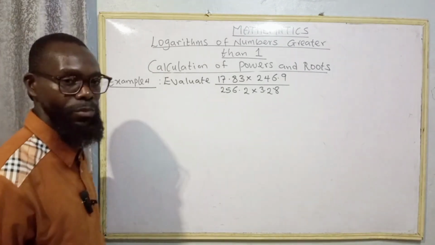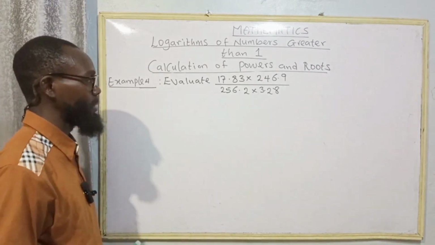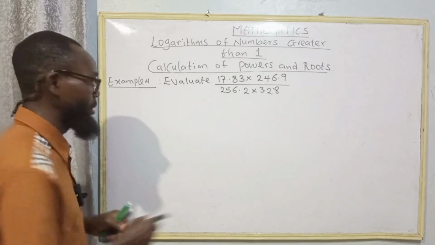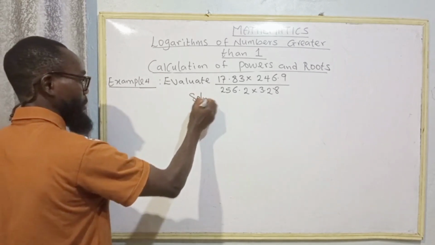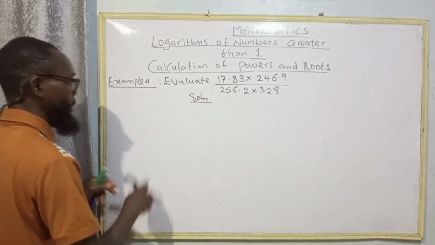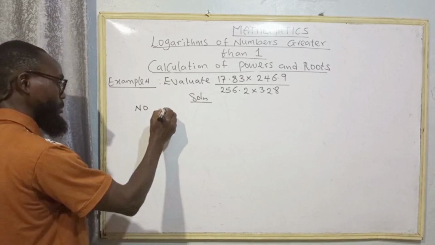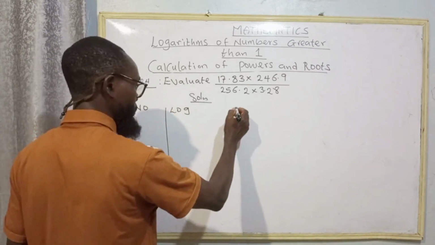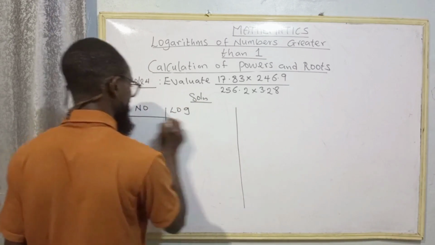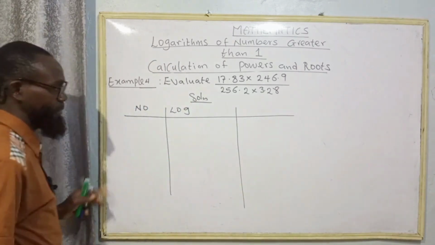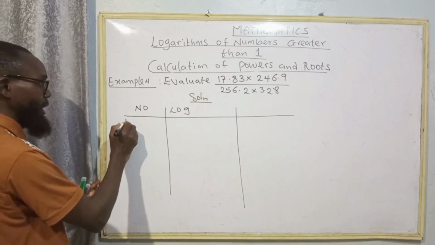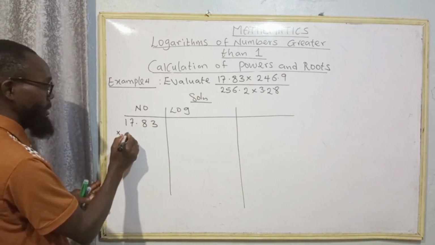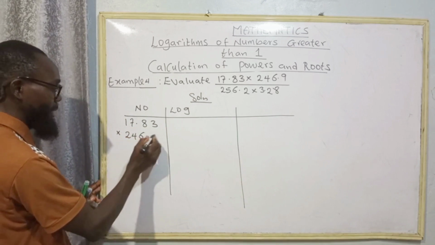Example 4, we want to evaluate this. Here we have some values at the numerator and some at the denominator. So we have number, log, for our work to be neat. So we have 17.83 multiplied by 246.9.